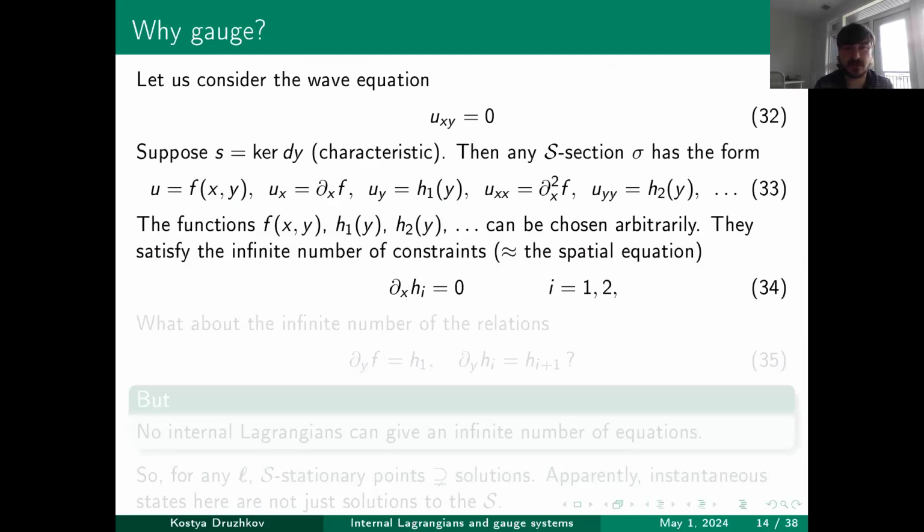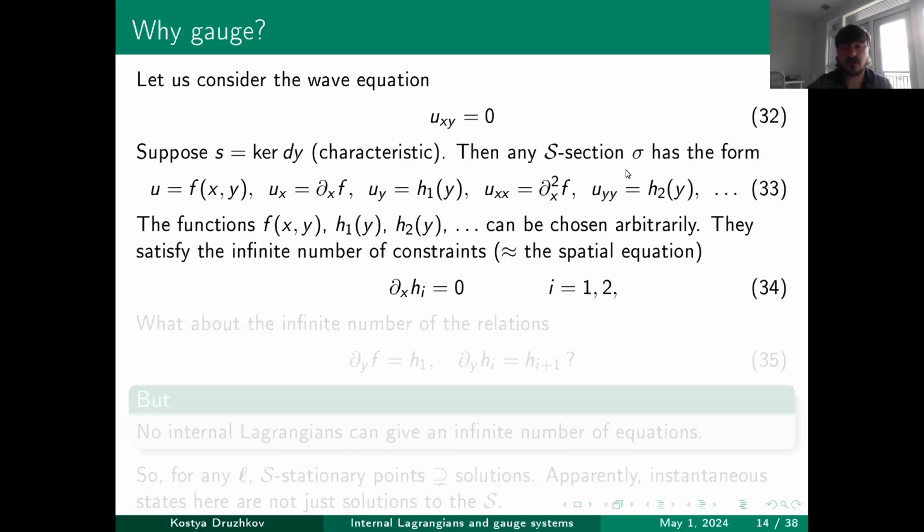So let's consider just the wave equation, the most simple second order equation, perhaps the most simple equation in the world, if you want. Equation 32, but this equation is horrible in a sense. Geometrically, it's really horrible. I'll try to explain it right now. So suppose that, let's consider the characteristic distribution given by the kernel of the covector field dy.